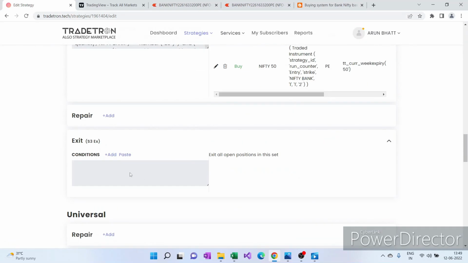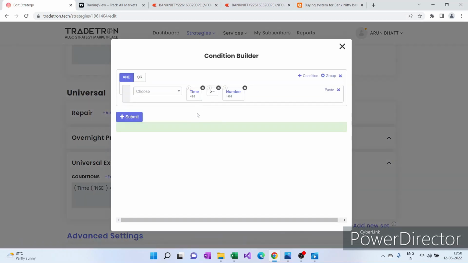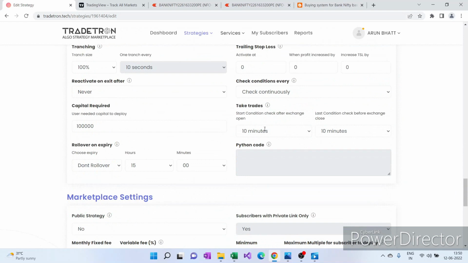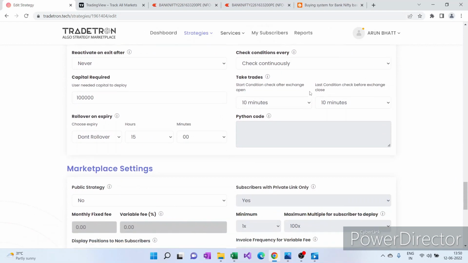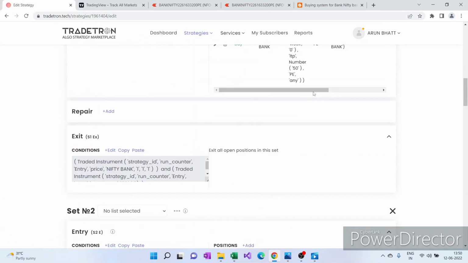Again, we don't have a stop loss. The only thing which we have to do is in the universal exit, we'll be putting this condition saying time is greater than 14:56, so 2:56 p.m. it will exit. In advanced conditions, we have to just make sure that the check condition is set as check continuously, so it will keep on checking. So this is how the strategy works.